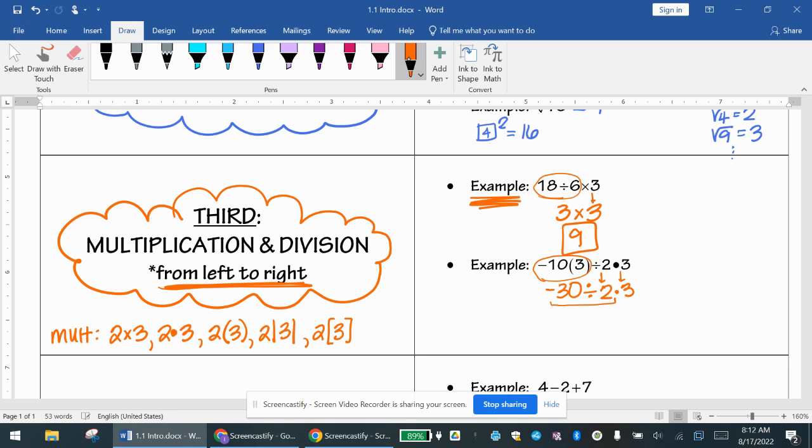So now I'm going to do negative 30 divided by 2 is negative 15. Bring down the times 3. And finally, negative 15 times 3, negative 45.